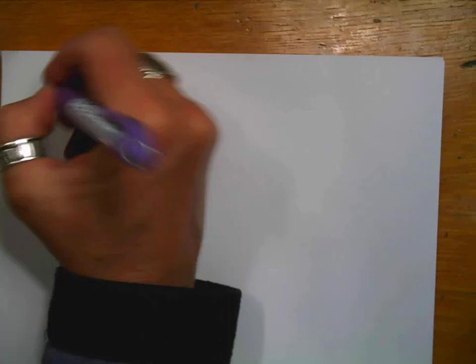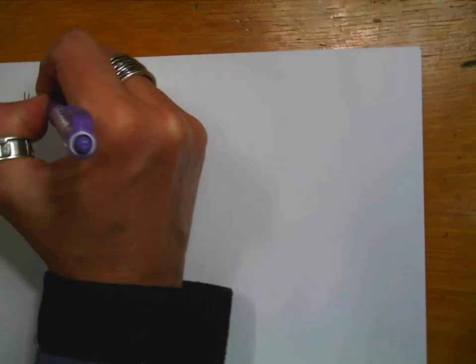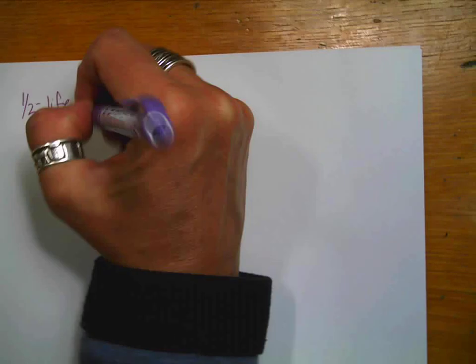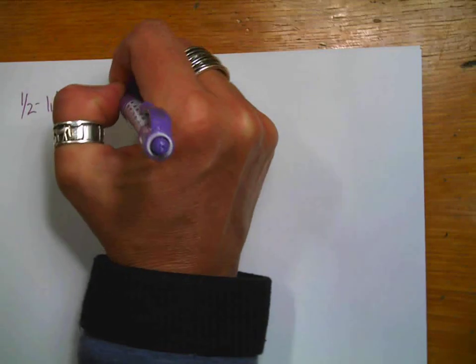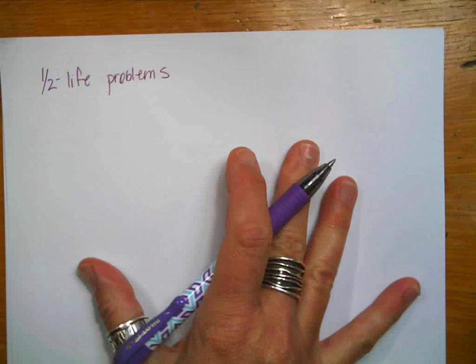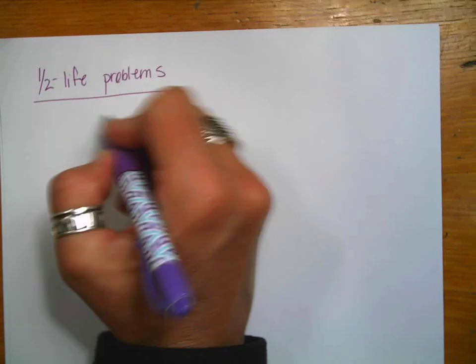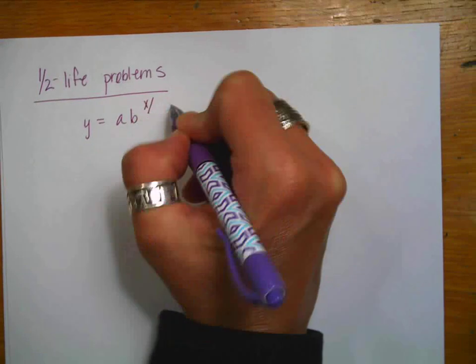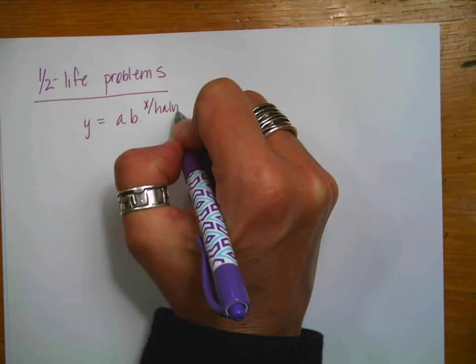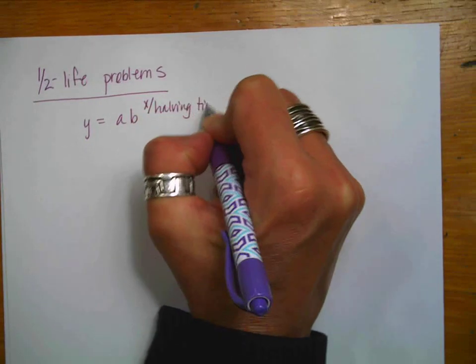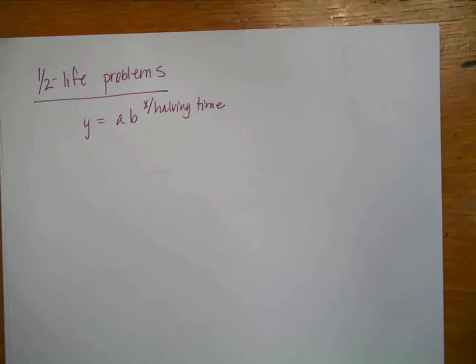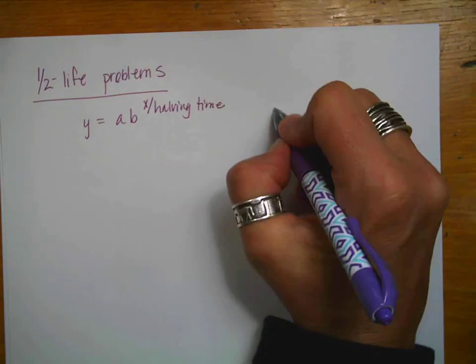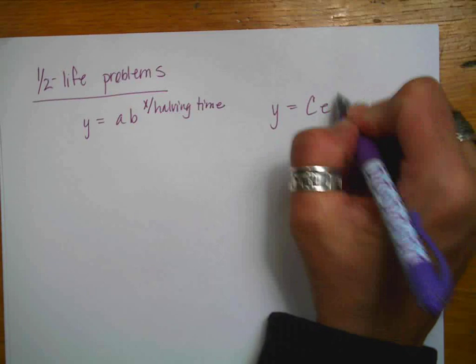All right, so for half-life problems, they're a unique type of problem. So half-life problems, last year in pre-calc, we learned the model y is equal to a b to the x divided by the halving time, because it's a half-life problem, okay?